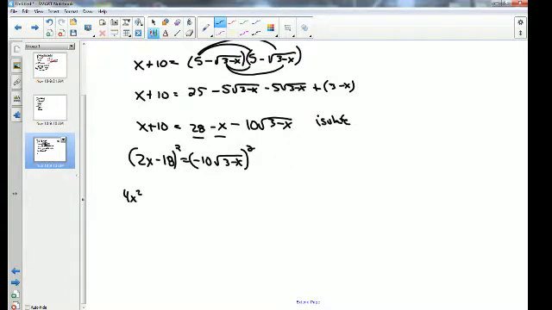four x squared minus 72x. What's 18 squared? 324. What does that equal to now? 100 times 3 minus x. And we still have all whole numbers, right? It does make things easier.